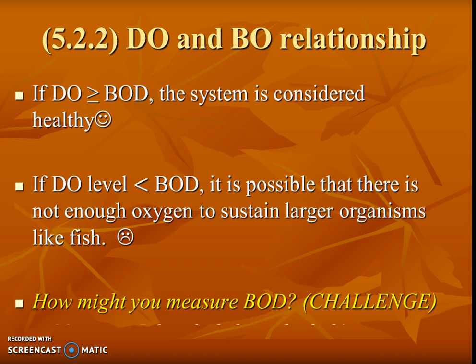So to summarize that, if my dissolved oxygen is greater than my biological oxygen demand, my system is considered healthy. I want more dissolved oxygen than the amount of oxygen taken up by bacteria. If my dissolved oxygen is less than my bacterial demand on the oxygen, then it's possible I don't have enough oxygen to sustain large organisms like fish. It is quite a challenge to learn how they actually measure biological oxygen demand, so that will be something we'll do in class if we have time.